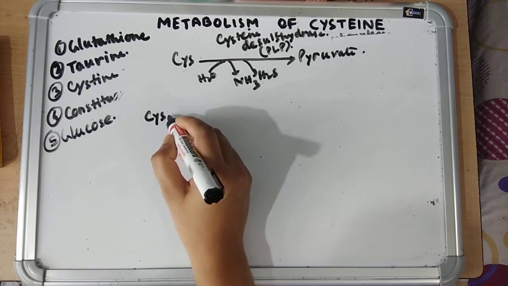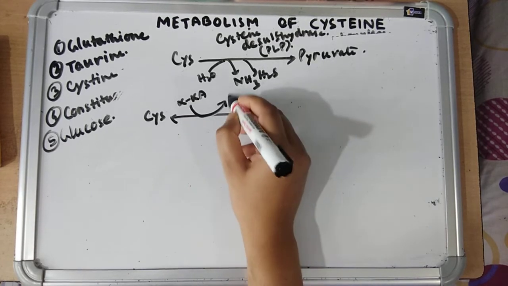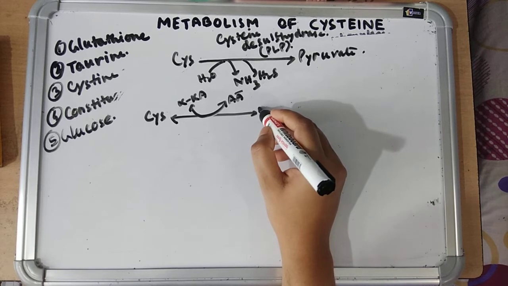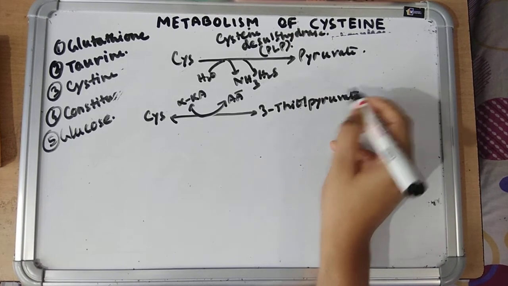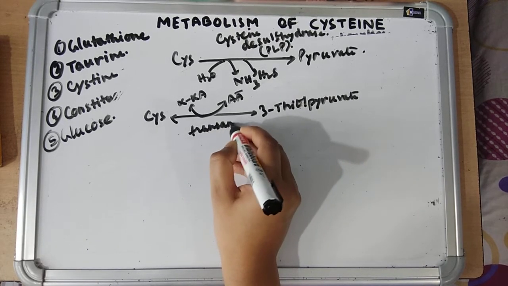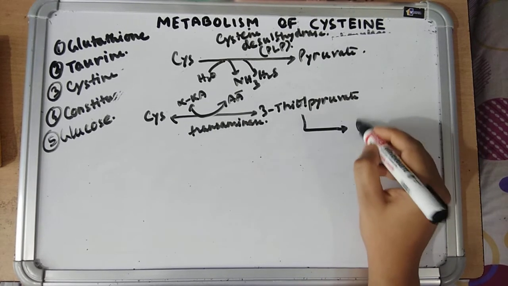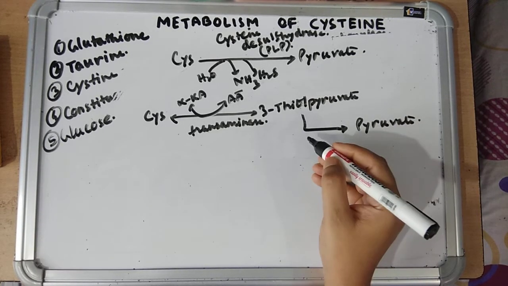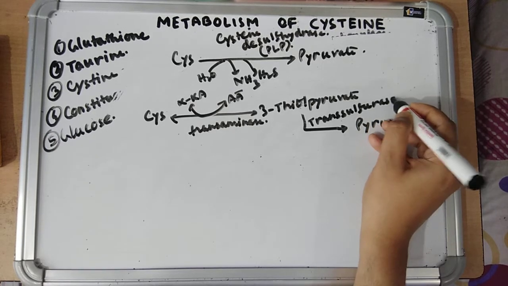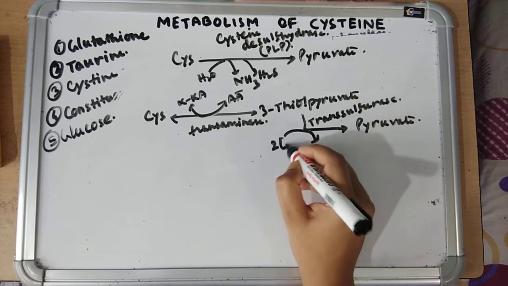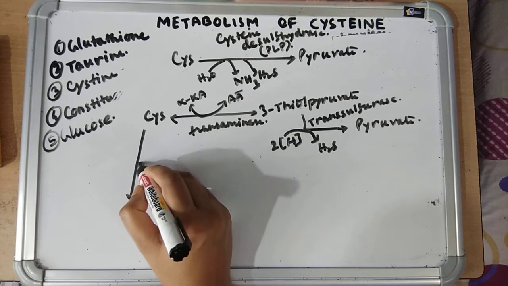Another way by which pyruvate is formed is by transamination with some keto acid to form the corresponding amino acid, to form 3-thiol pyruvate by the enzyme cysteine transaminase. This 3-thiol pyruvate is converted into pyruvate by the enzyme transsulfurase, where H2S is also formed.